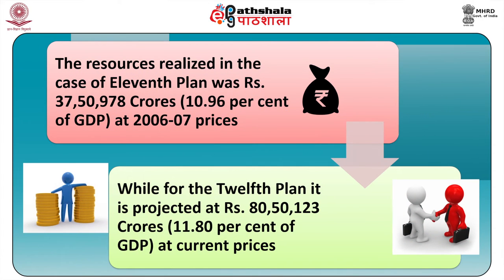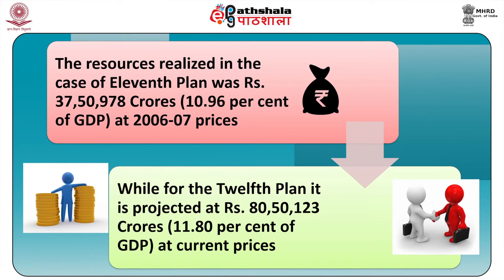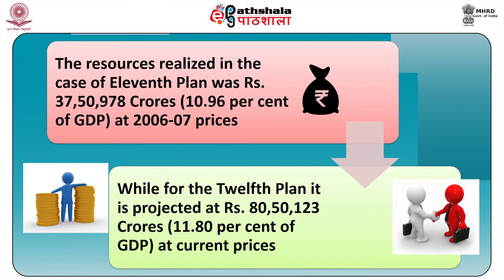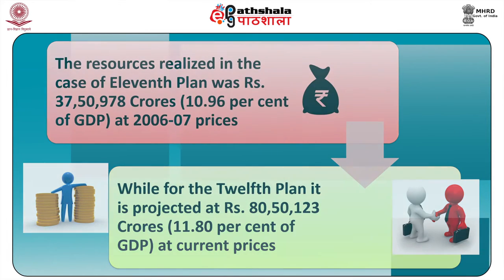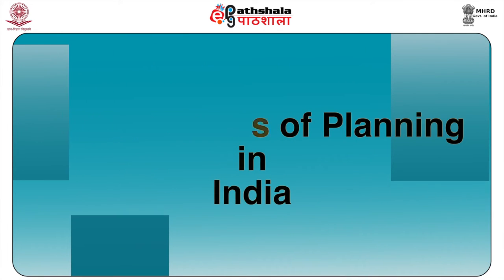The resources realized in the case of the 11th plan were ₹37,50,978 crores, that is 10.96% of GDP at 2006-07 prices, while for the 12th plan, it is projected at ₹80,50,123 crores, that is 11.8% of GDP at current prices. Now, next, we will understand the achievements of planning in India.